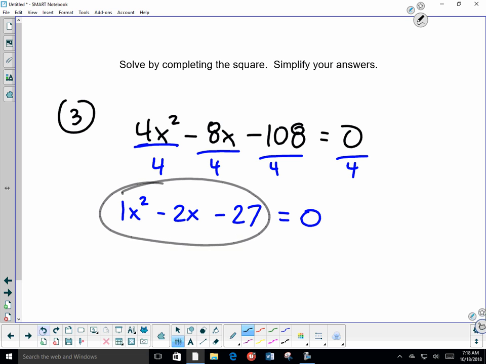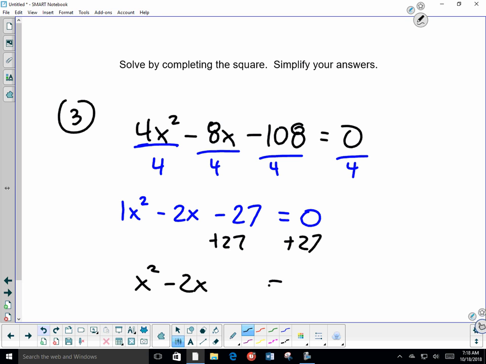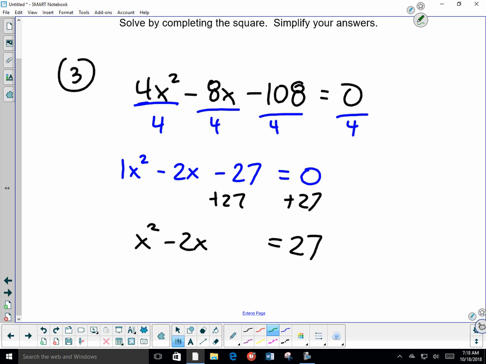So let's get rid of the 27. That's kind of messing things up. So let's bring that over to the other side. And when I rewrite, I'm going to leave a little room to complete the square. So I've got x squared minus 2x equals 27.